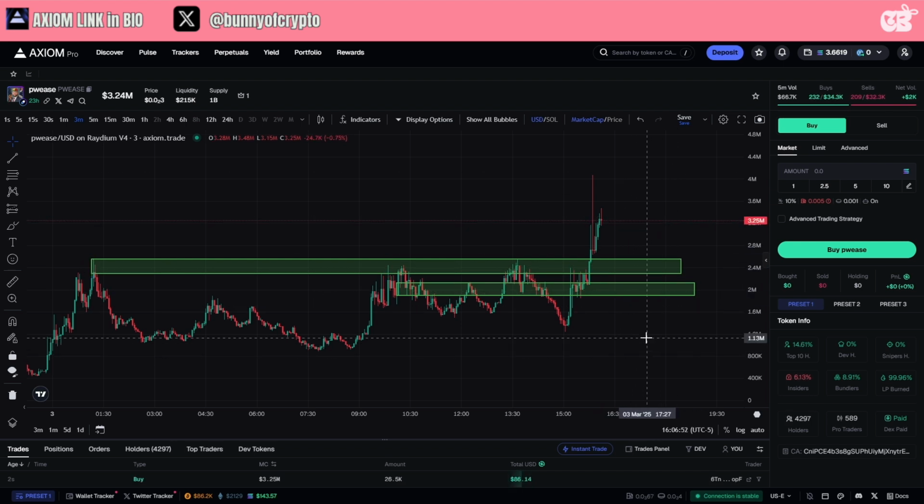If you want to put in 5 Solana or 2 Solana in this trade, you can put in half of it here and then half of it in the next level, and you'll have a nice balanced entry, and you won't be buying the very top.